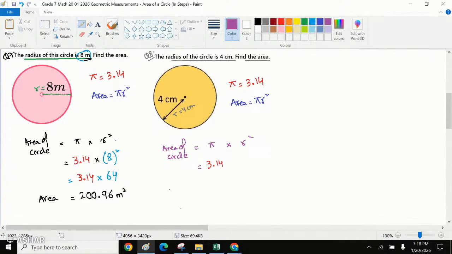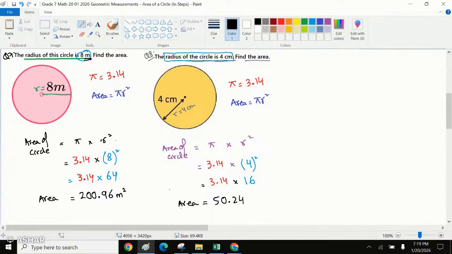The value of pi is 3.14 multiplied by the radius. And what is the given radius? The given radius was 4, and we put down a squared. So we can say that 3.14 is multiplied by radius squared, that is 4 squared, which means 4 multiplied by 4 is 16. When we multiply 3.14 by 16, the answer comes out to be 50.24. This is the area.